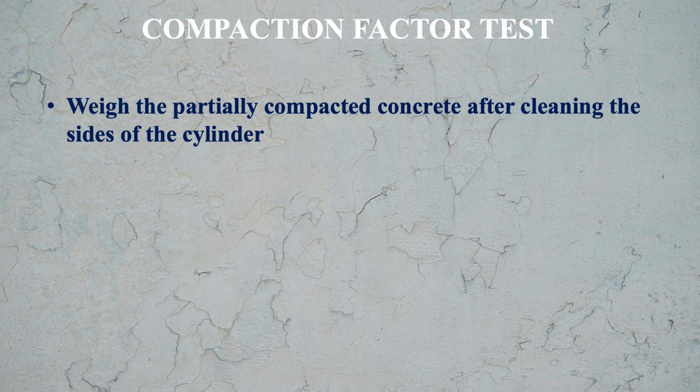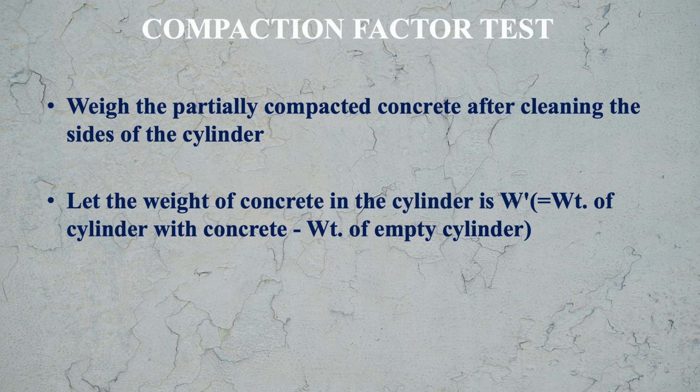Remove the excess concrete from the top of the cylinder using the trowel. Weigh the partially compacted concrete after cleaning the side of the cylinder. Why are we calling it partially compacted? Because we have not compacted it and we have not ensured that it is fully compacted. We are only using the compaction from dropping from a certain height from hopper to hopper and hopper to the cylinder. So that way it is partially compacted concrete. Let the weight of the concrete in the cylinder be W dash, which is equal to the weight of the cylinder with concrete minus the weight of the empty cylinder.